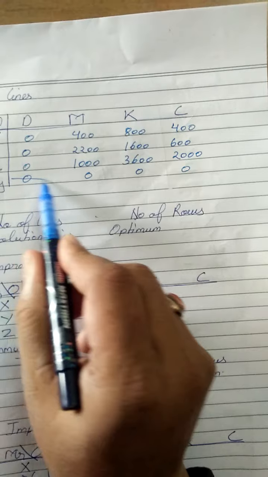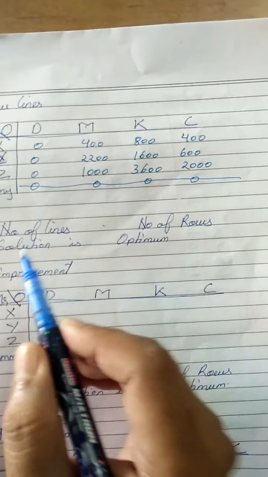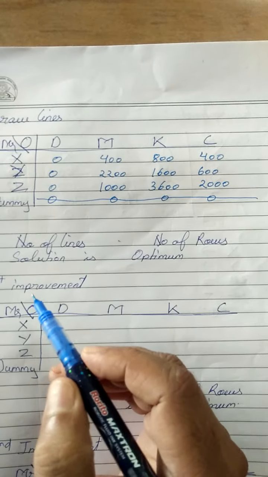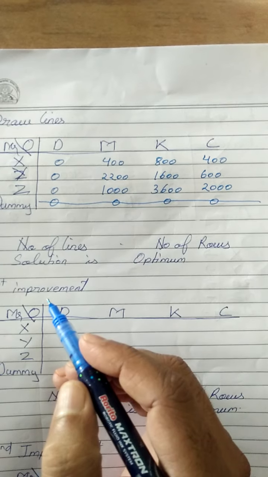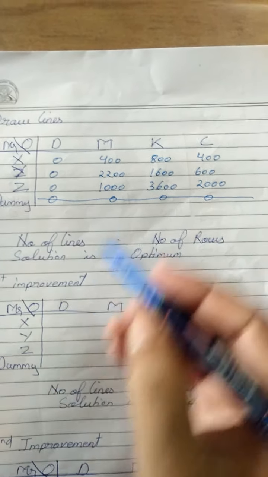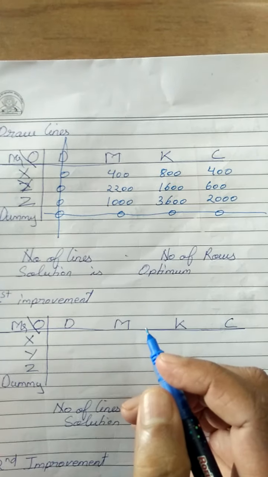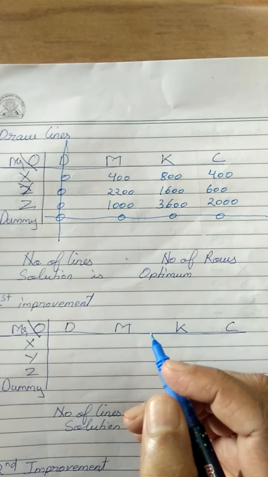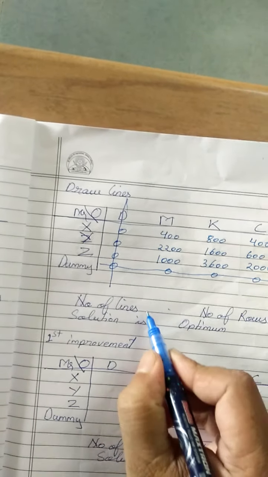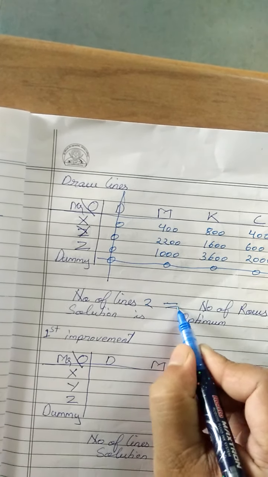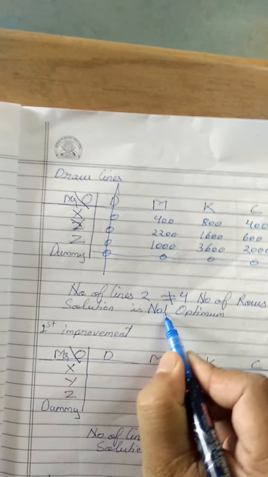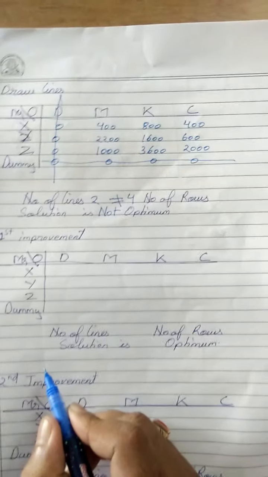Row 4, that is the dummy row, has the maximum zeros, so we draw a line. Now is there any other row with maximum zeros? No. So we can go for columns, yes, column D. Now no more lines can be drawn as no zeros are available. The number of lines is 2 and the number of rows is 4, not equal. The solution is not optimum, which means we can go for improvement.